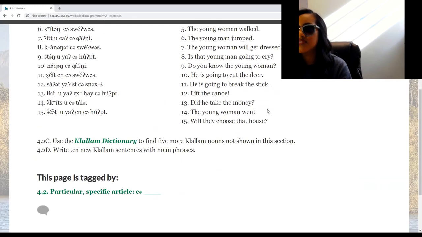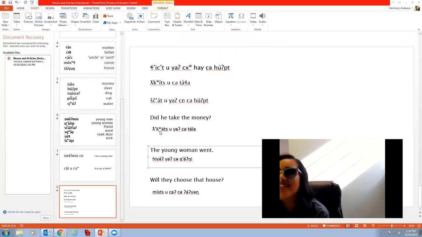So let's do this 13, or we translate it into Klallam. Did he take the money? So we would start off with our verb, and it would be take. Did he take the money? Kwat uyat sen satala. Kwat is take. Your S right here is for he. U makes a question, ya is past tense, sa is the, tala is money.